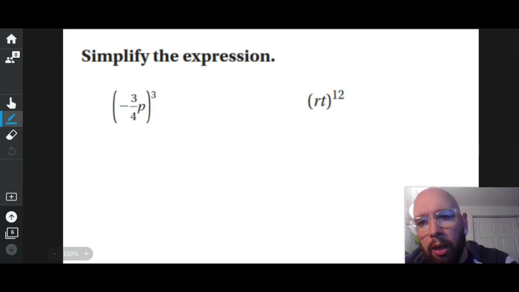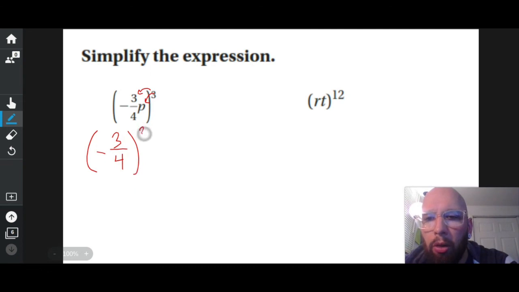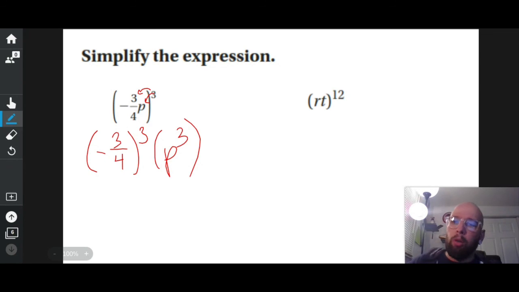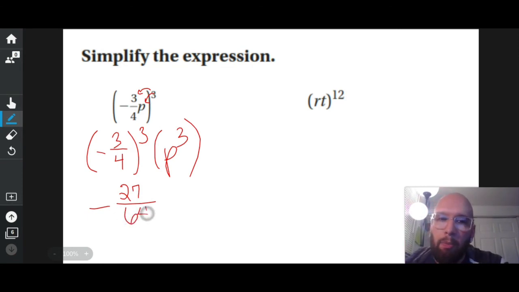Apply that 3 to everything. So that's the same as -3/4 to the 3rd and p to the 3rd. -3/4 is going to mean there's 3 things here. Negative times a negative times a negative gives you a negative. 3 times 3 is 9, times 3 is 27, so that's me multiplying the top. 4 times 4 is 16, times 4 is 64, that's me multiplying the bottom. And then p to the third.